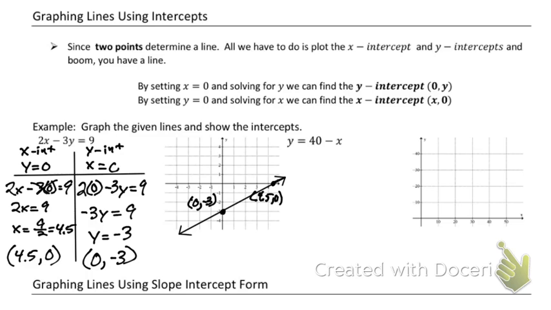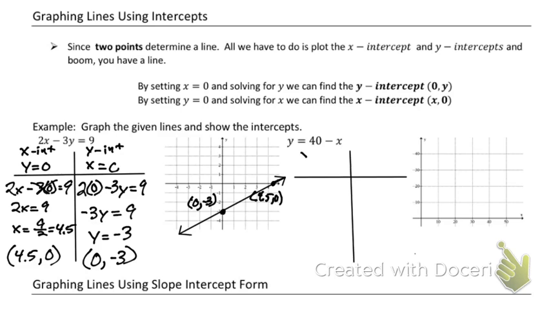In fact, if you look at this one, just in my head, if I let x equal 0, y equals 40 is one of them. If I let y equal 0, I would add x to both sides. I'd have x equals 40 as well. I could do all that in my head without even making a table. But just for note's sake, we're going to go ahead and make our table.